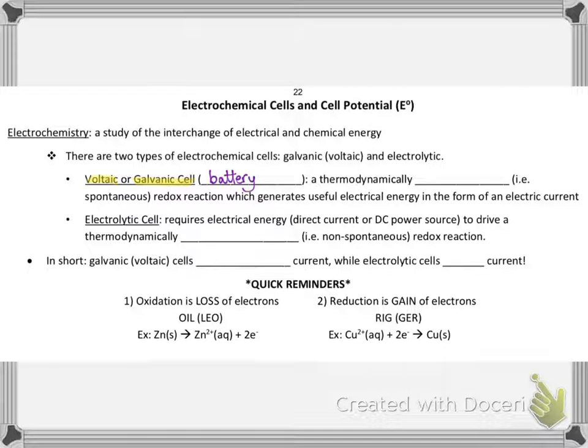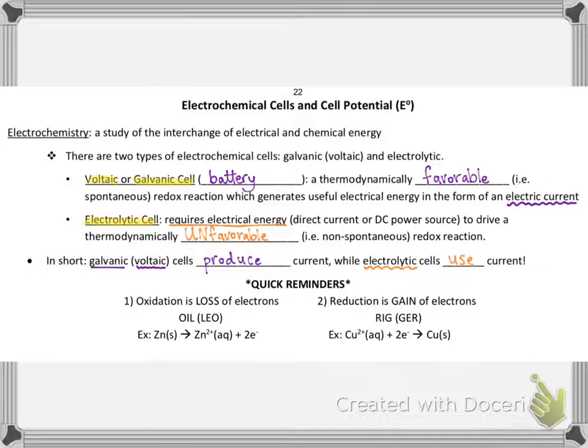Basically, this is a battery. It's a thermodynamically favorable or spontaneous redox reaction which we can use to generate electrical energy in the form of an electrical current. An electrolytic cell is not spontaneous. It is thermodynamically unfavorable, and it actually requires electrical energy in the form of a current to run it. In short, galvanic cells, or voltaic cells, produce current, while electrolytic cells use current.